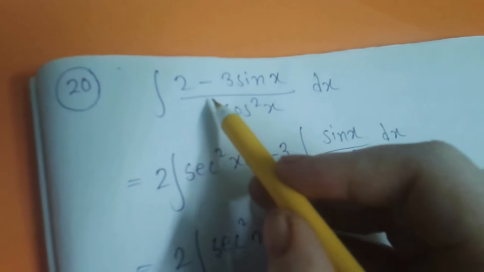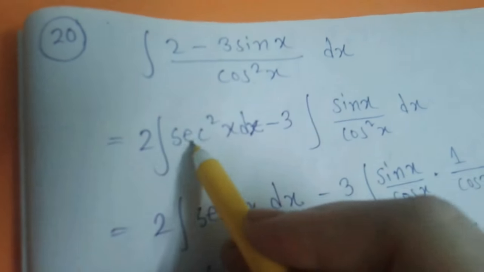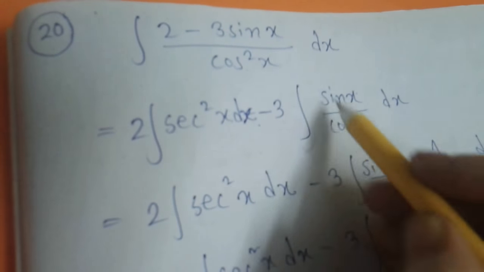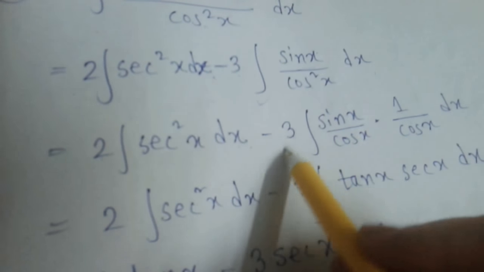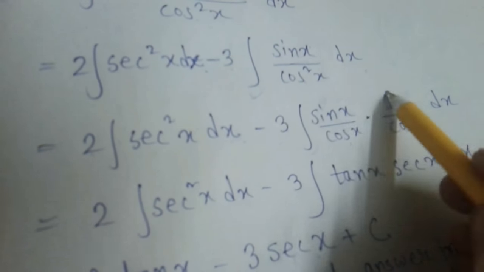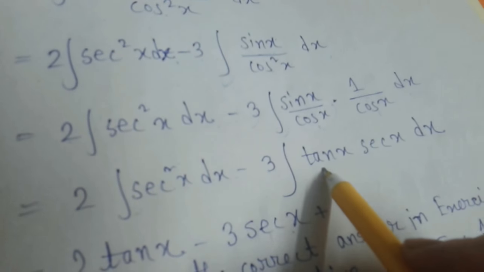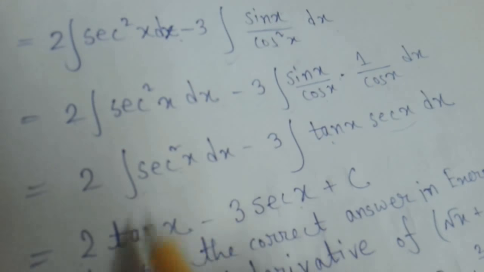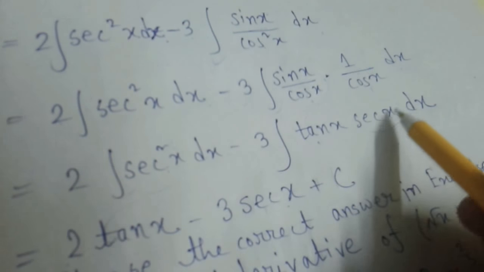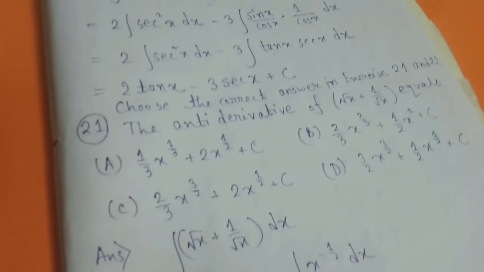Next, 20. Integration of (2 minus 3 sin x) divided by cos square x dx equals 2 into integration of 1 by cos square x, that means sec square x dx, minus 3 into integration of sin x divided by cos square x dx. That equals 2 integration of sec square x dx minus 3 integration of sin x divided by cos x into 1 divided by cos x dx, arranged this way. That is 2 integration of sec square x dx minus 3 integration of tan x sec x dx, since sin x by cos x is tan x and 1 by cos x is sec x. Integrating sec square x gives tan x, and integrating tan x sec x gives sec x. That is 2 tan x minus 3 sec x plus c, constant of integration.